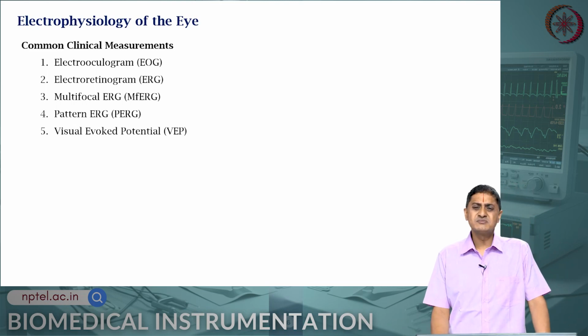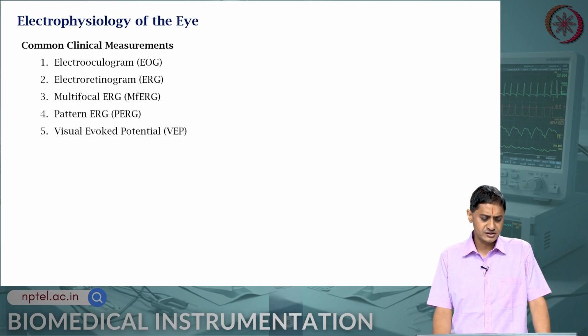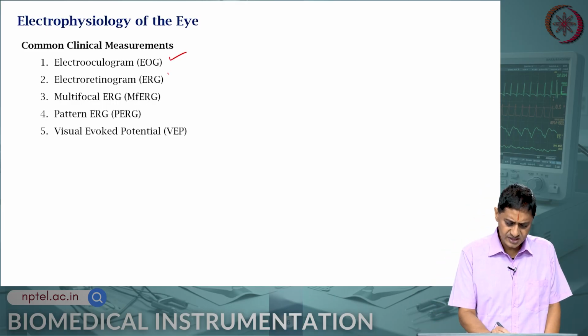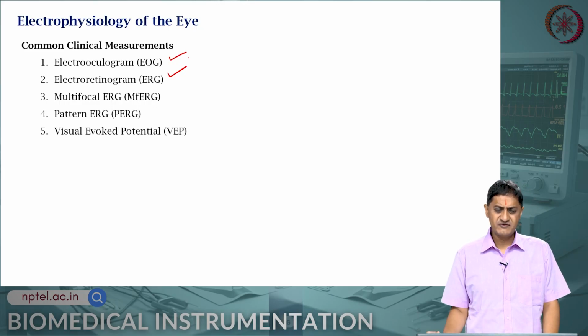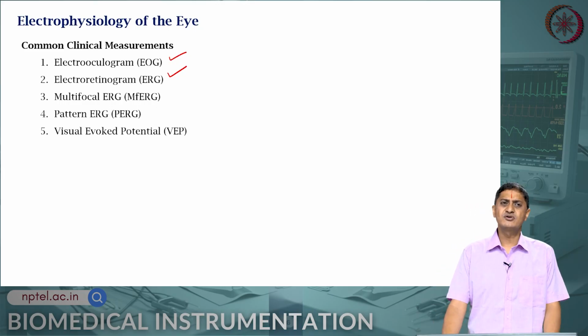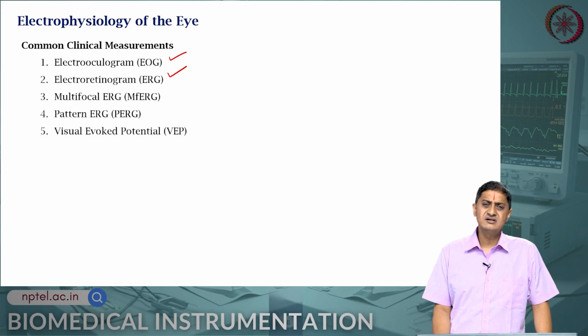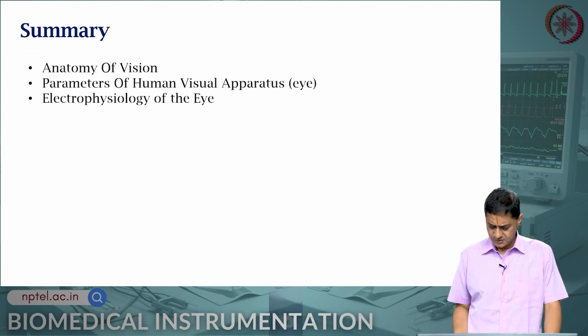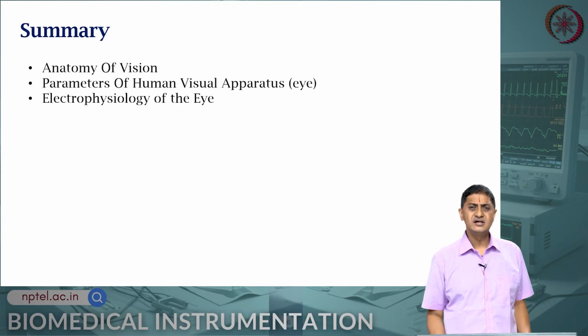So, common clinical measurements of the eye or the visual system essentially involve electrooculogram, electroretinogram, multifocal electroretinogram, pattern electroretinogram and visually evoked potential. In this, we will restrict our attention to ERG and EOG, and we will not be discussing the others, multifocal ERG, pattern ERG and visually evoked potential, which we will leave as an exercise for the students to explore by themselves. So, with this we come to the end of this video.